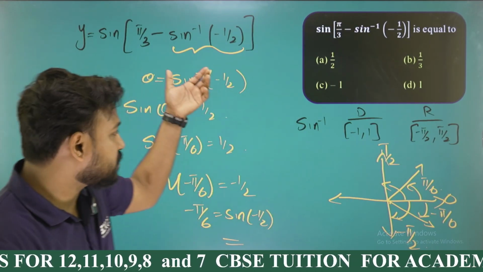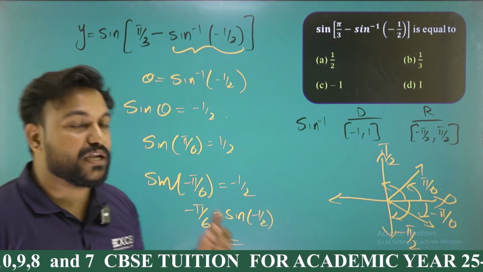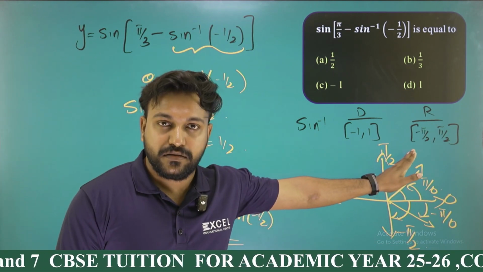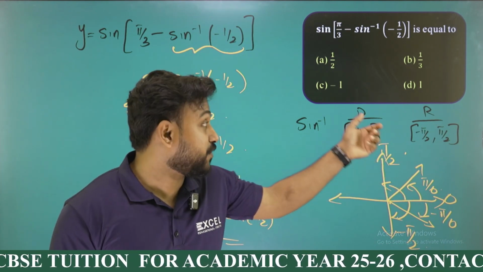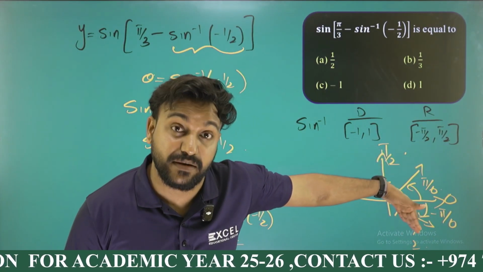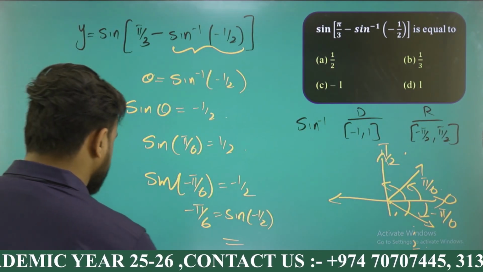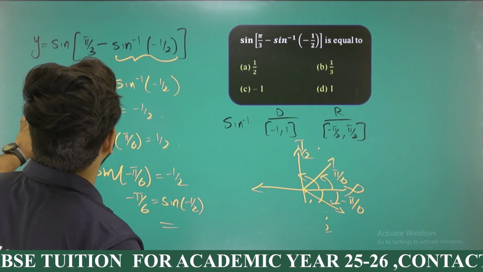Usually you don't need to do all these calculations for this question. You can directly answer it, because sine inverse of 1 by 2 is what? Pi by 6. Ready? Sine inverse of negative 1 by 2. If you know the range, it should be in the fourth quadrant, in the negative direction, so you have to write minus pi by 6 for negative 1 by 2. So from that, we are going to answer what?